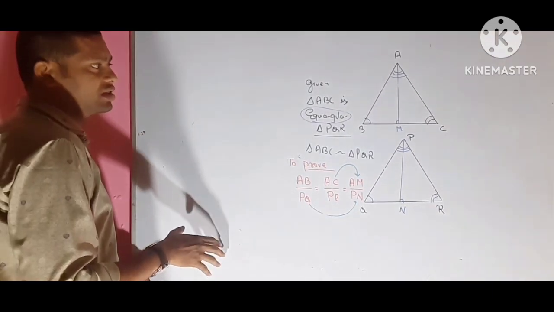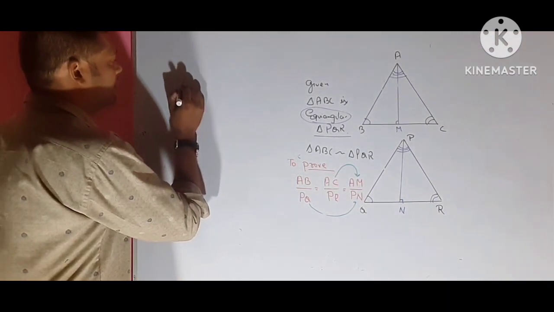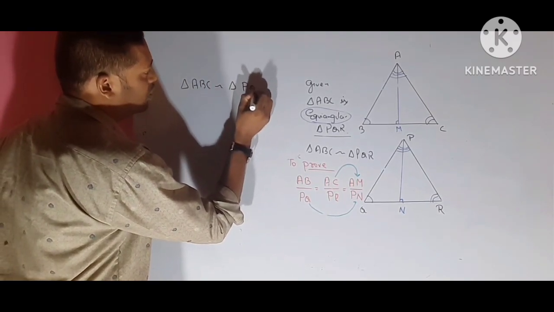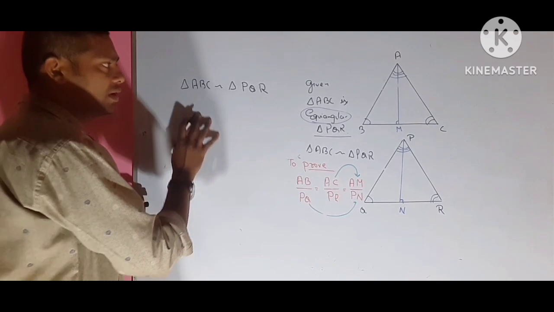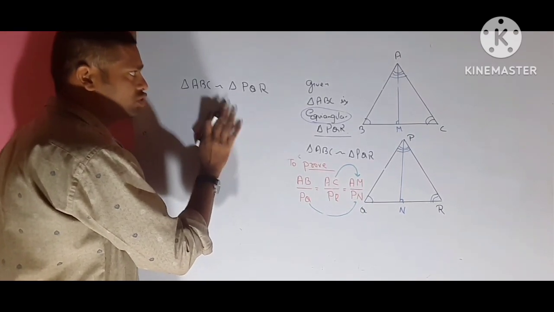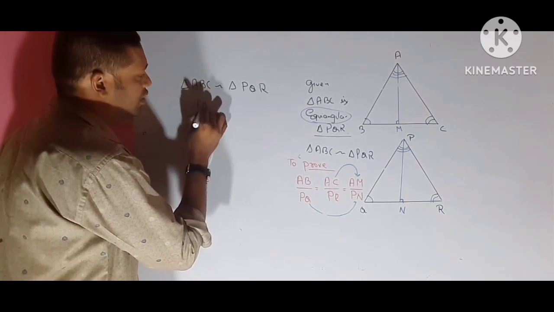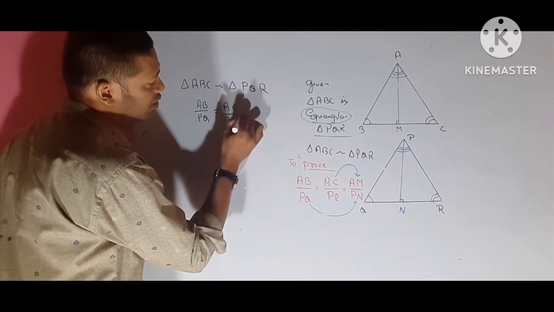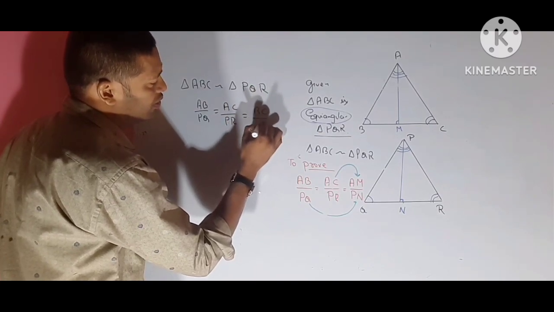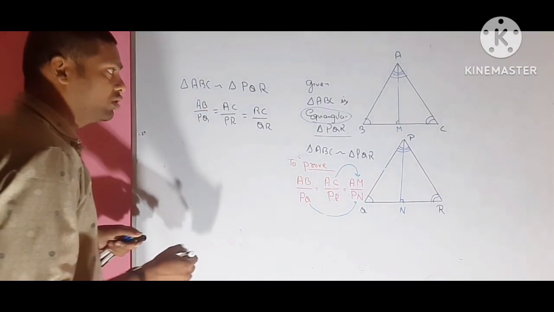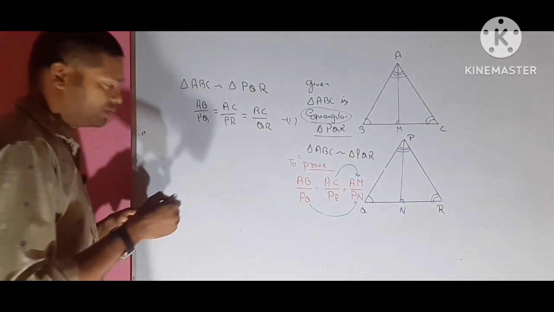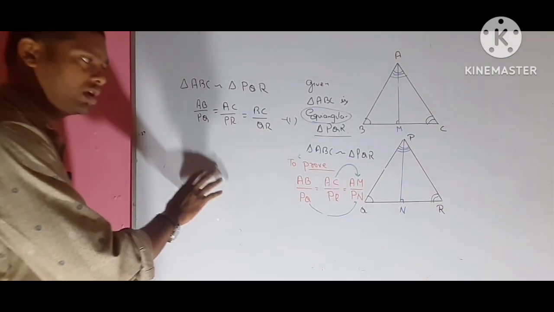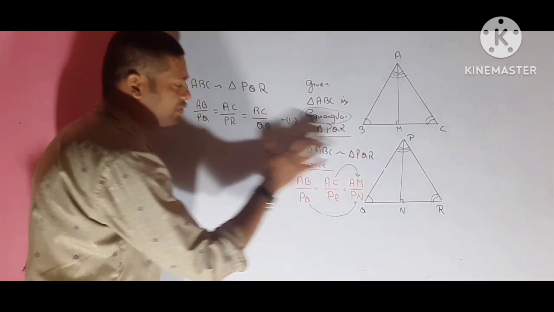Equiangular means all the angles are the same, so we can say that triangle ABC is similar to triangle PQR. Already told you. So when the triangles are similar, can we write AB by PQ is equal to AC by PR is equal to BC by QR? Yes, sir, we can write. Hold this point along with you, the first point, because it will help you. From the given we got this one.